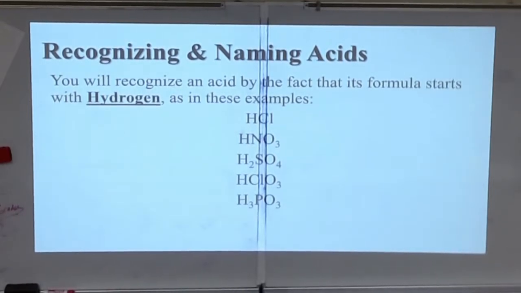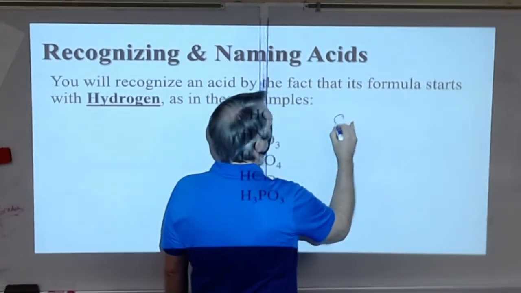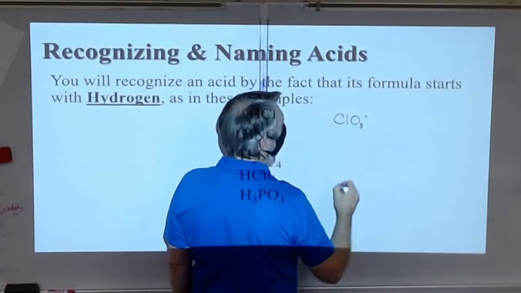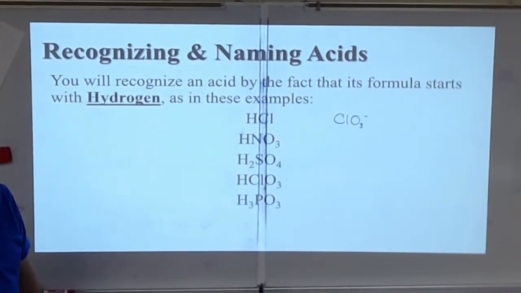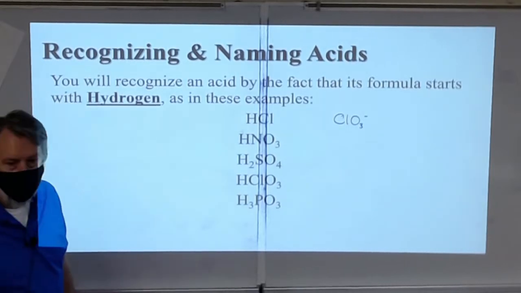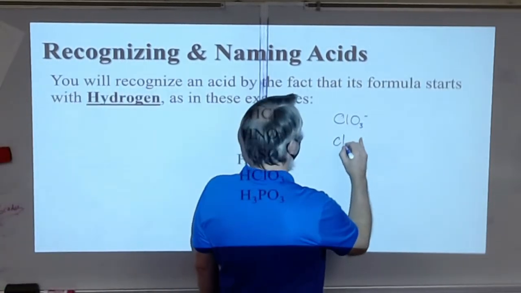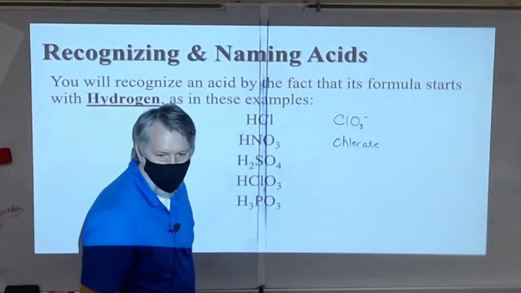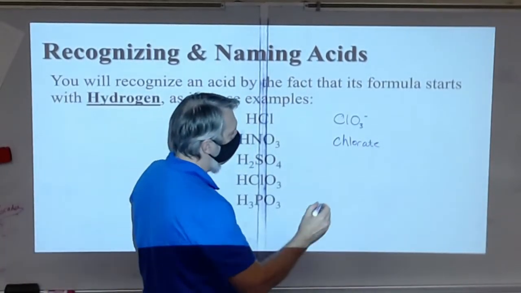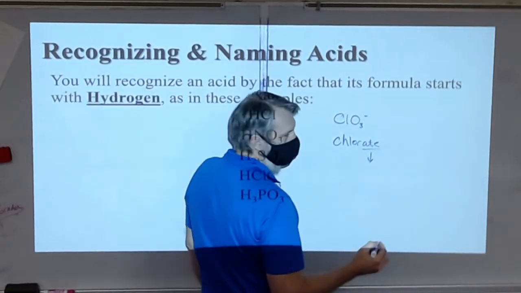What's ClO3? Come on, man. We've been here all year long. It's chlorine and oxygen. That's a polyatomic ion that you should know that I told you to memorize way back in September. I got most of them down. Okay, get this one down. What's this one? Right, chlorate.